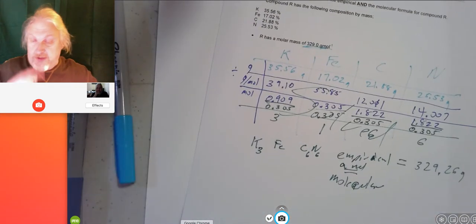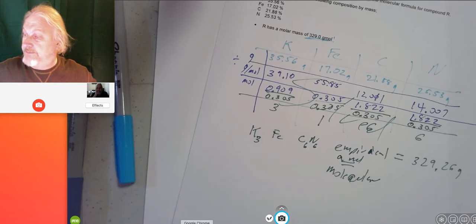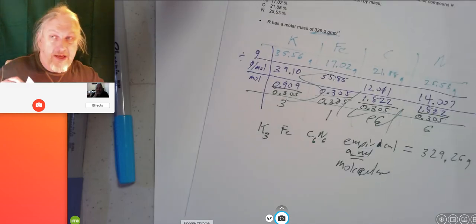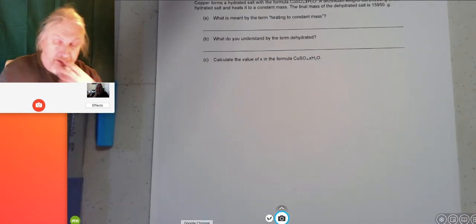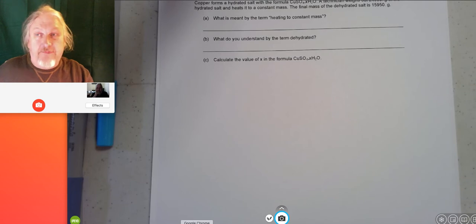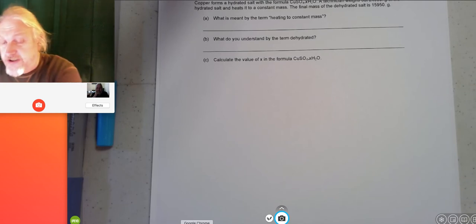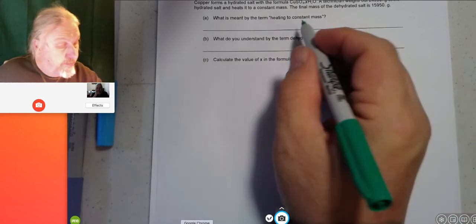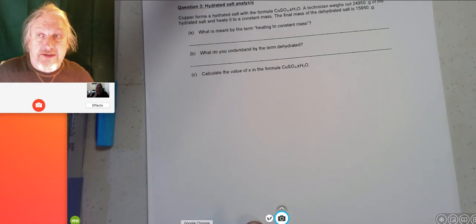Yes. So now let's look at our third problem. This is a hydration problem, a hydrated salt problem. And I think most of you are getting these pretty well too, because it's essentially what we just did. So what do we mean by the term heating to constant mass?